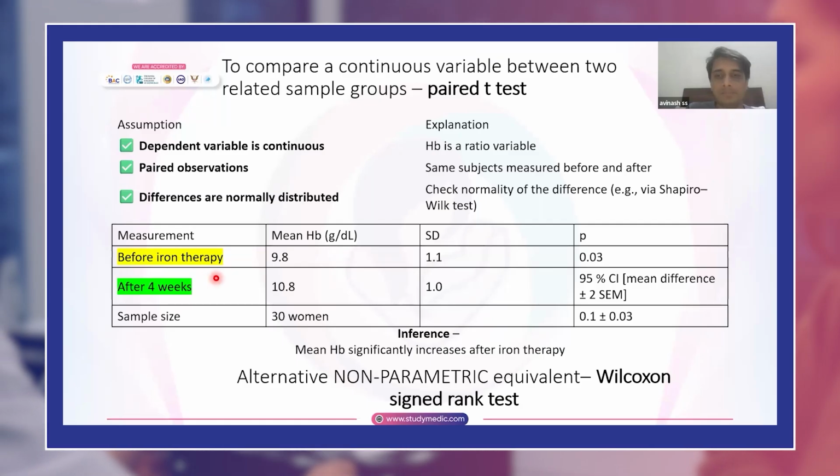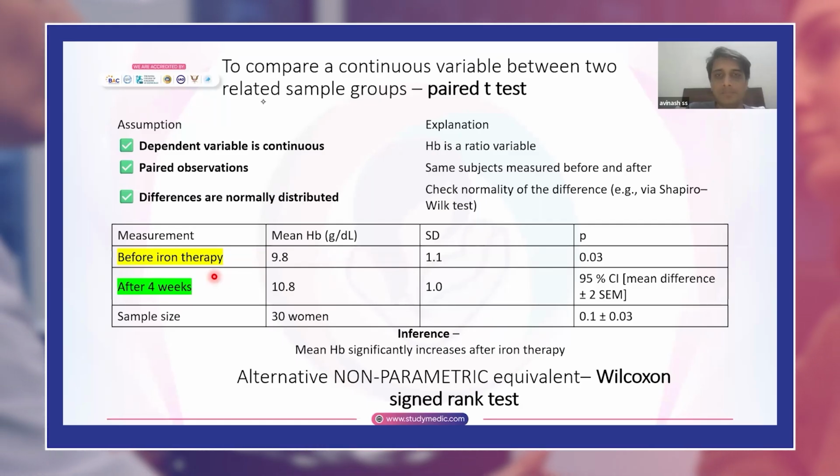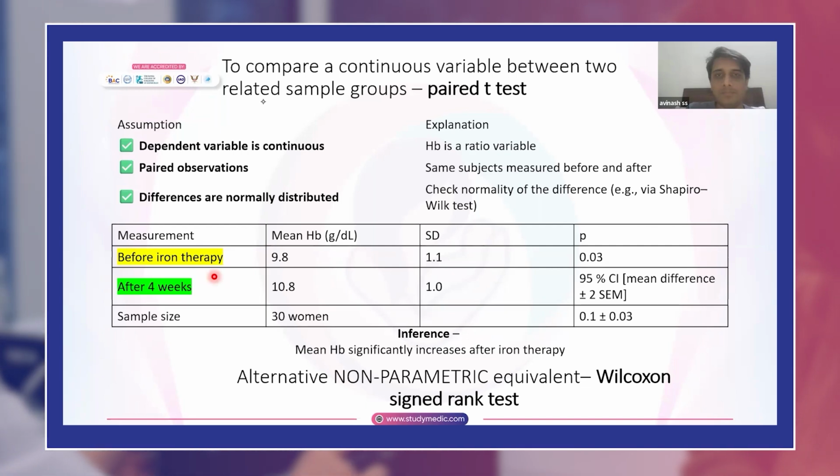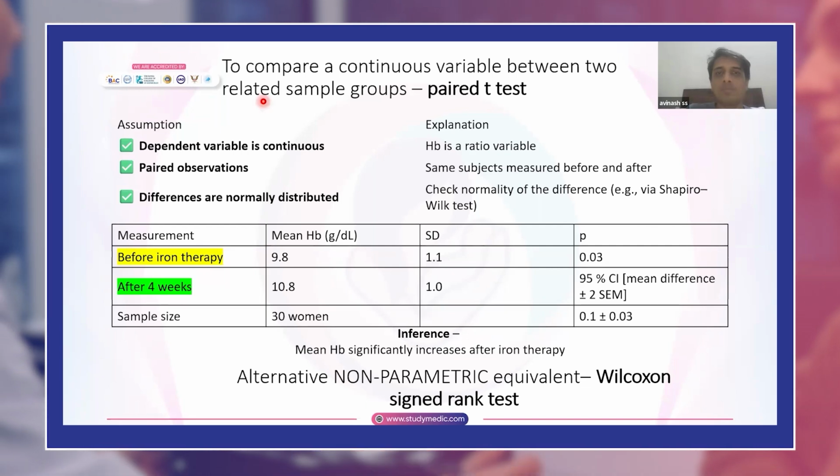Okay. So when we want to compare a continuous variable between two related groups, we use what is called the paired t-test.